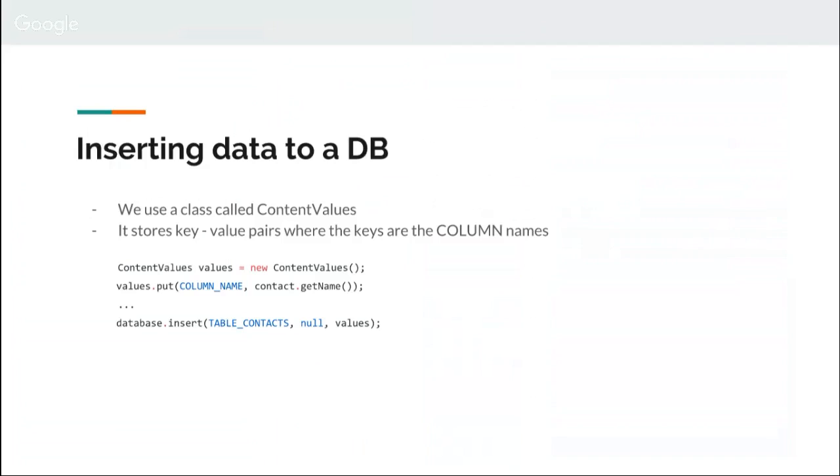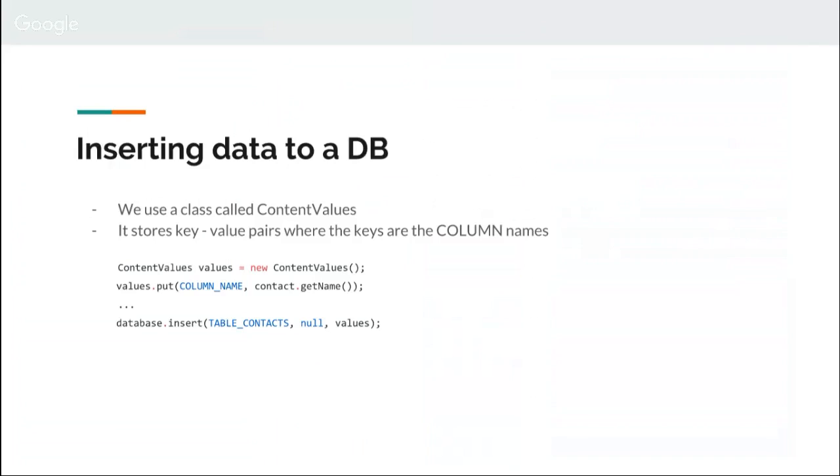So how to actually do the exercise? We create a class called content values. Content values store key value pairs again, like think of a shared preference, right? But a content value is more like a bundle. It stores lots of small data, and they are kind of meant to be used with this kind of operations.